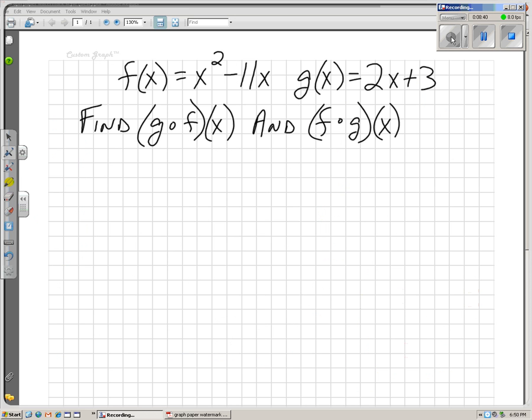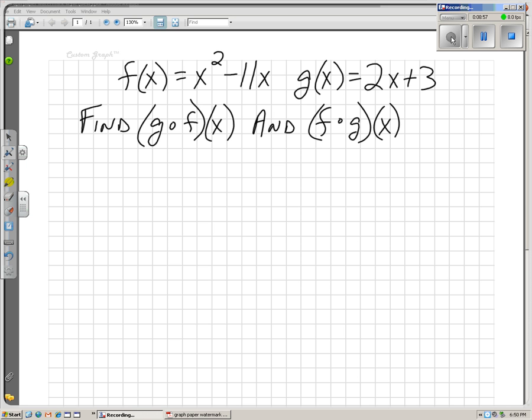Okay, let's work some examples. Here's a problem you may see in your homework. Given these 2 functions, the f function and the g function, find g of f of x and find f of g of x. It's not the same thing. It depends on which way you run the functions through. So we're going to get 2 different answers here.